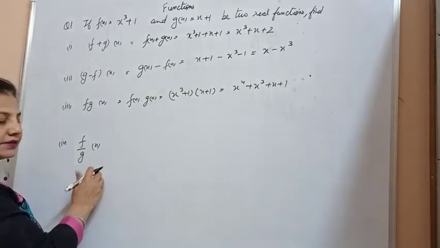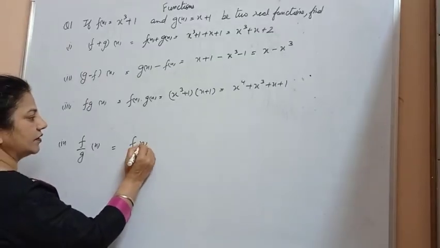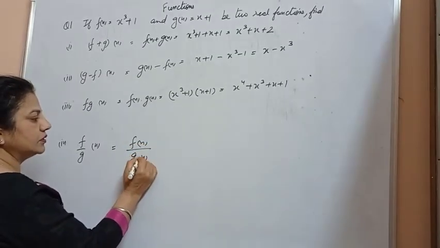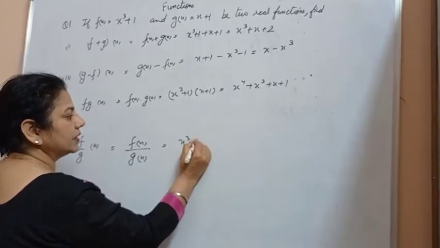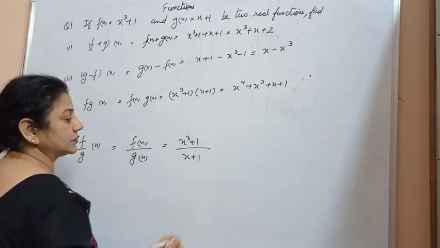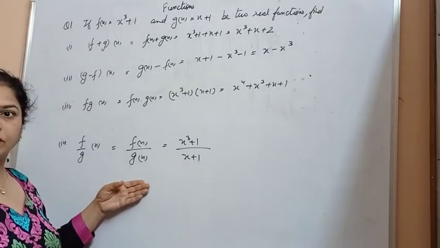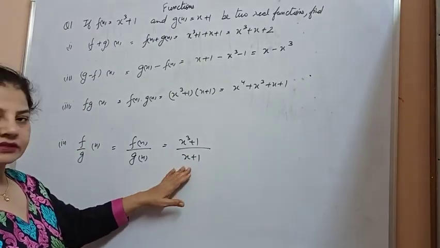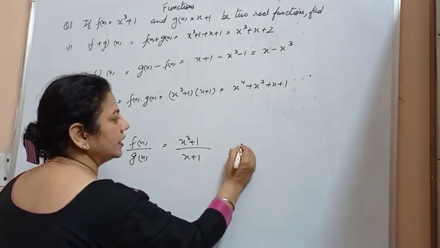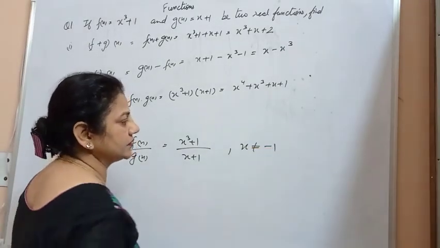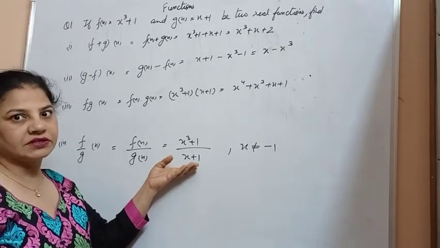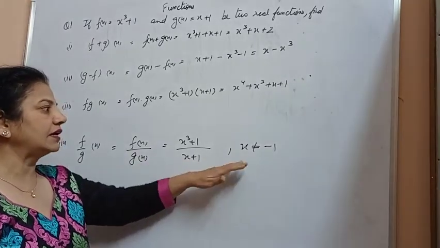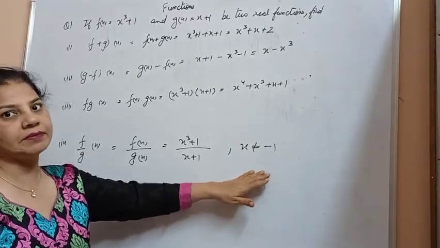f/g(x), that means the function f(x) upon g(x). So the f(x) function is x³ + 1 upon the g(x) function x + 1. Now we know that the denominator should not be equal to 0. So we can say that this is the function provided x cannot take the value -1. Because if x takes the value -1, the denominator becomes 0 and the function is not defined. So x can take all the values except -1.